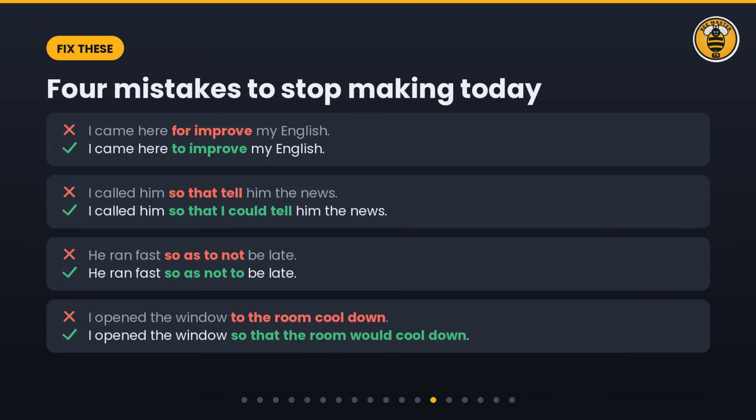Number 3. He ran fast so as to not be late. The word order is wrong. He ran fast so as not to be late. And number 4. I opened the window to the room cool down. The subjects are different, so to cannot work. I opened the window so that the room would cool down. Read those 4 right-hand versions once more out loud.